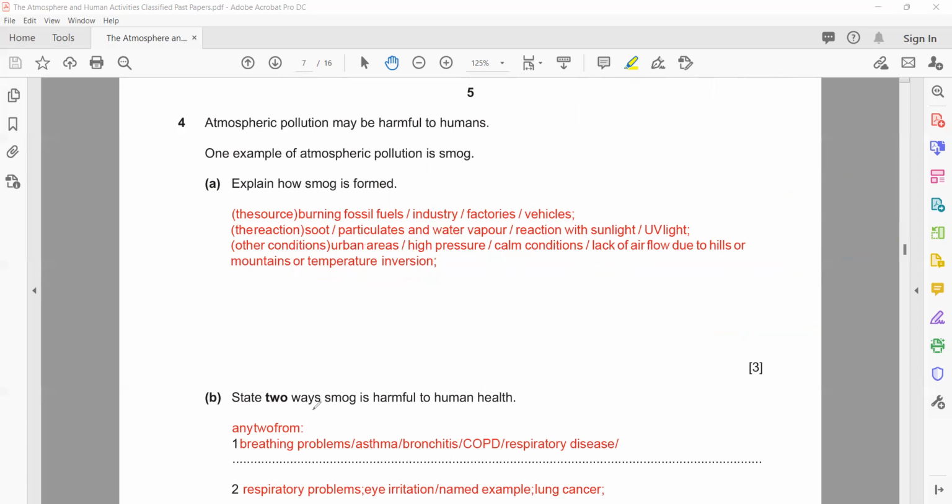State two ways smog is harmful to human health. It causes breathing problems, respiratory diseases, eye irritation, lung cancer. All these problems it can create. So you can write two or three, depending on the question they are asking.